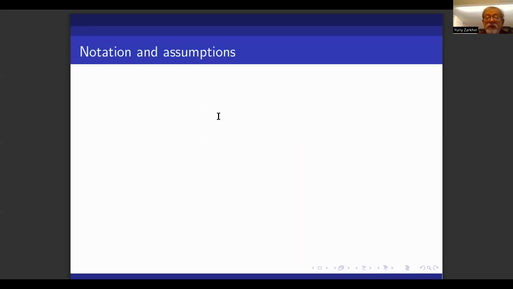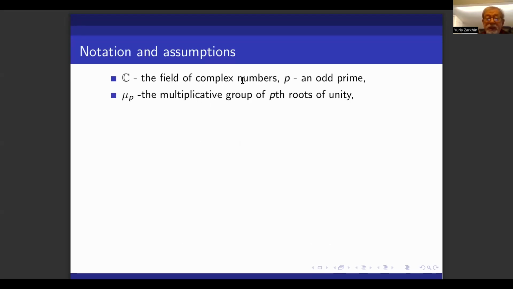Now let me introduce notations and assumptions. As usual, C is the field of complex numbers, p an odd prime, mu_p the multiplicative group of p-th roots of unity, and zeta_p is a fixed primitive p-th root of unity, exponent of 2 i pi over p. Many things will have a kind of main character, which will be a group G, the group of units of the ring of residues modulo p.